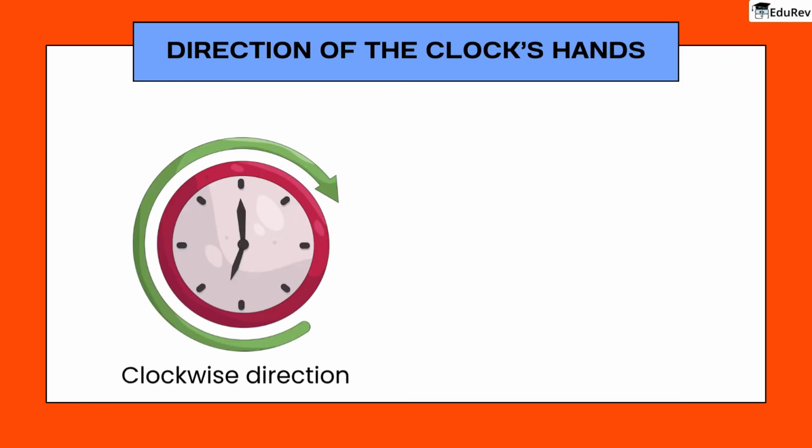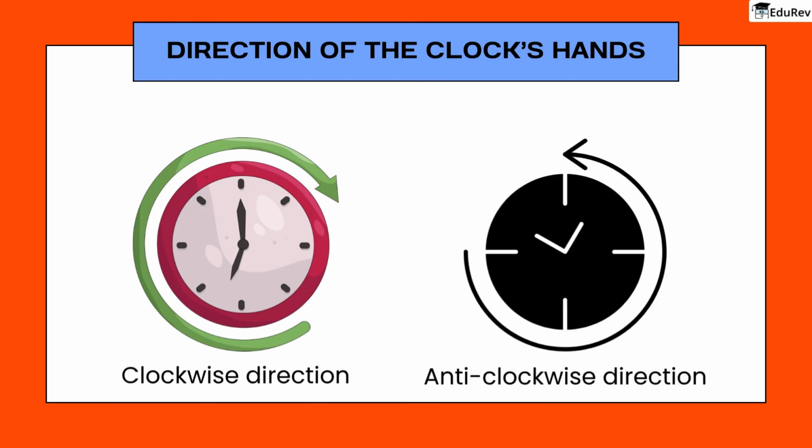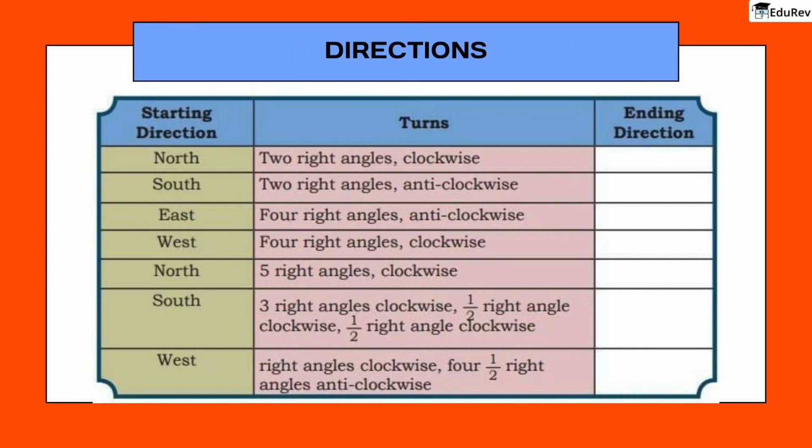Finally, let's talk about the direction of the clock's hands. The hands of a clock move in a special direction called clockwise. But what happens when they go the opposite way? That's called anticlockwise. Now, let's wrap things up by learning how we can use our new knowledge of turns and directions in a fun game.